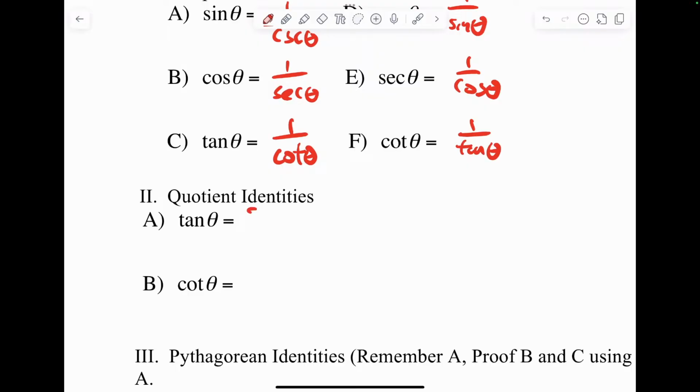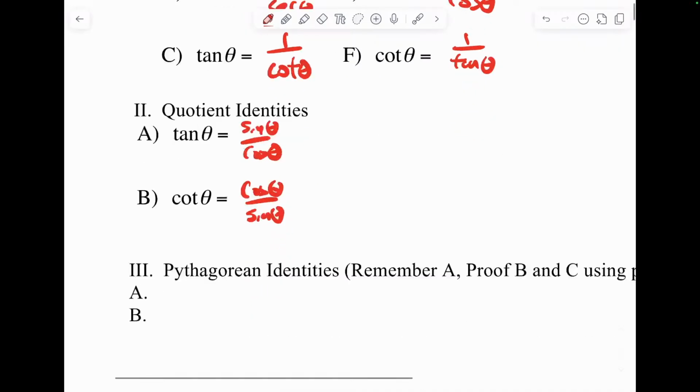All right, tangent is sine theta over cosine theta. Cotangent is cosine theta over sine theta. Is that okay? All right, so that's good.